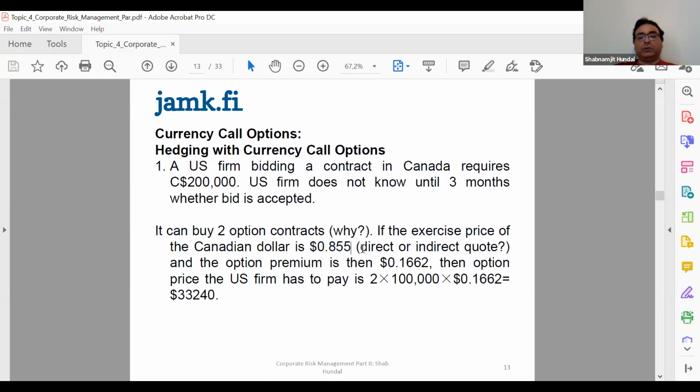I wrote here to note down whether it is a direct quote or indirect quote. About direct quote and indirect quote, I can only say this thing: when you write the exchange rate, your domestic currency should always be on the right side. So if I quickly give you an example, I will be sharing the screen with you, of course.